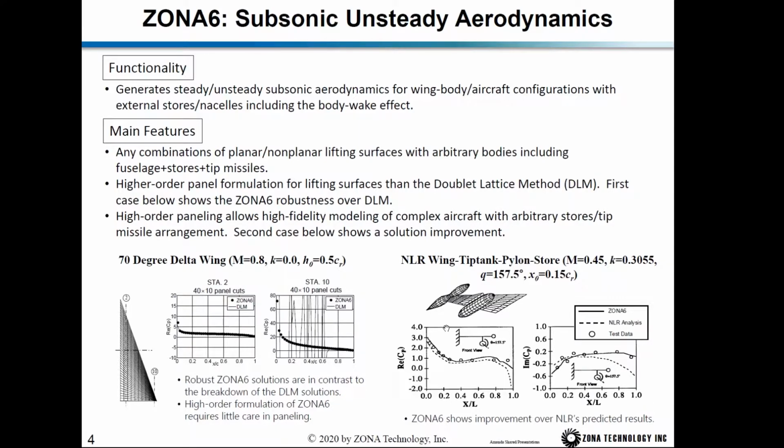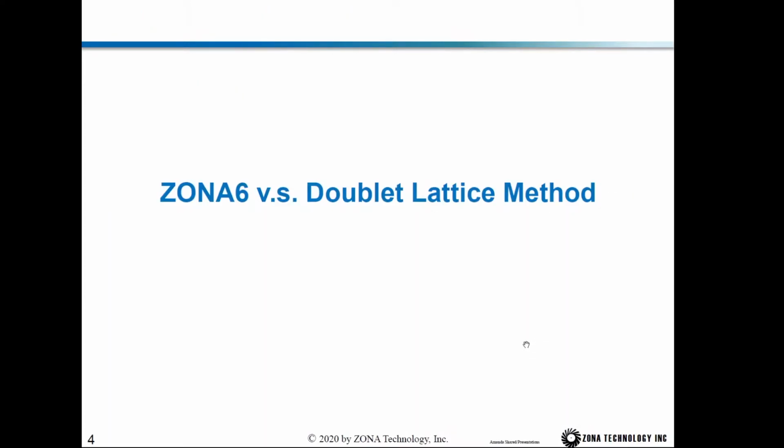And we have validated Zona 6 with many wind tunnel data and many configurations. Shown here is the NLR F5 wing with the underwing tank, pylon, and the tip tank. Shown here are the real part and imaginary part CP along the underwing tank, and the open circles are the wind tunnel test data. The solid lines are the Zona 6 solution. So you can see the Zona 6 solution agrees with the wind tunnel measured CP very well. Now we're going to show the difference between Zona 6 and the double lattice method.